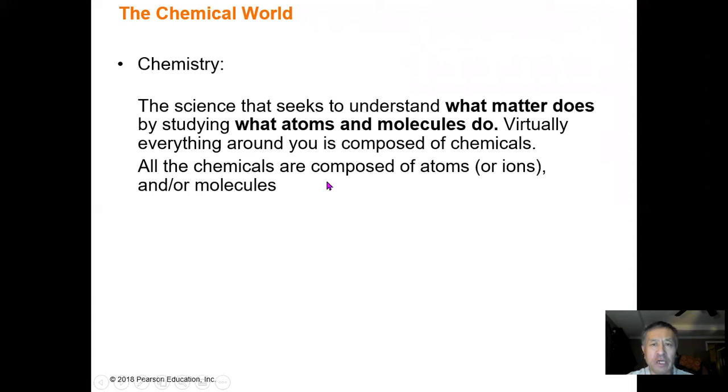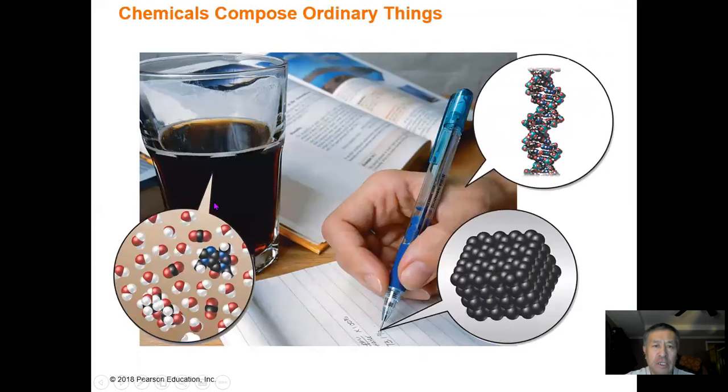All the chemicals are composed of atoms or ions and molecules. So here is one example. You see the coffee, your hand, or the pencils. In the coffee, there are sugars. So this big molecule is the sucrose. And obviously we have the small ones, which are the water and the carbon dioxide. And then the other big molecule is the caffeine.